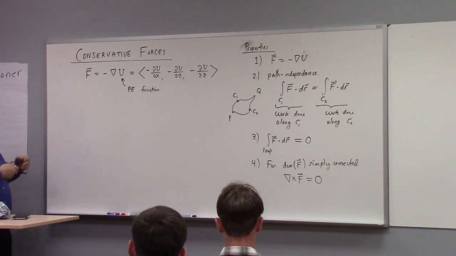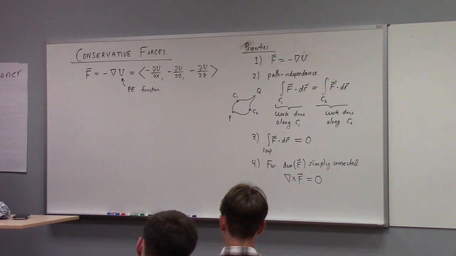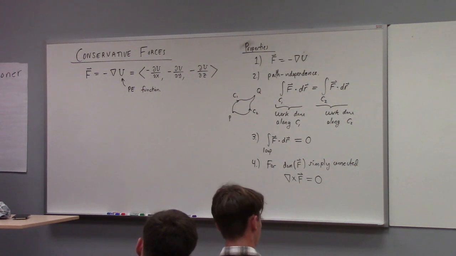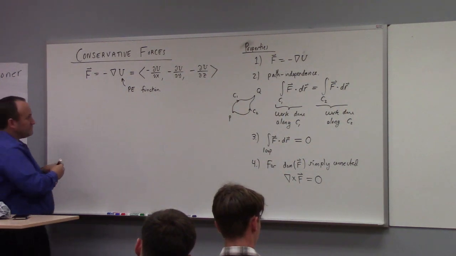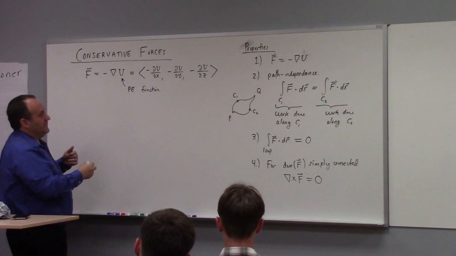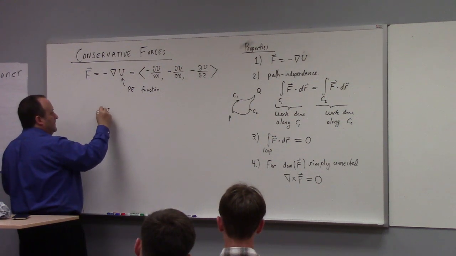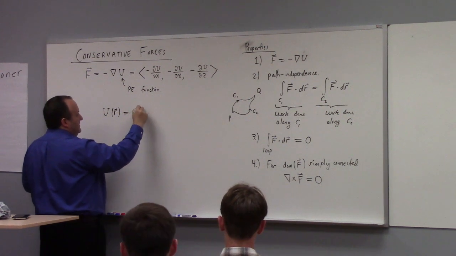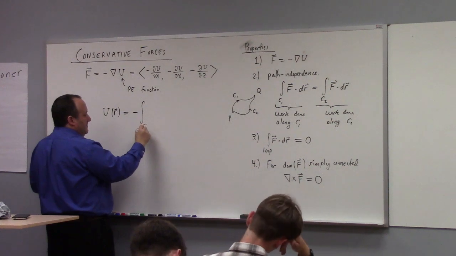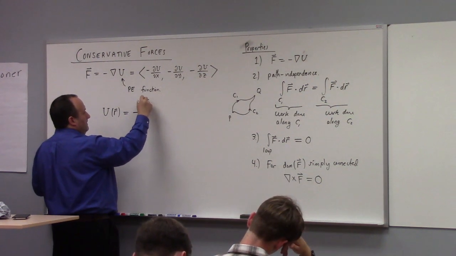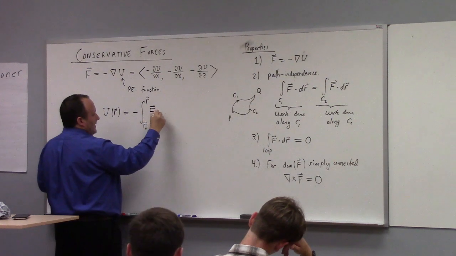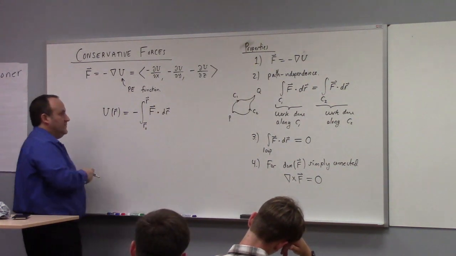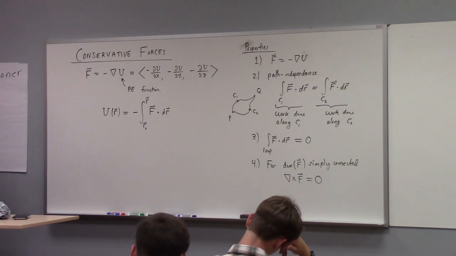You get stuck on the z-axis if you're missing it. Anyway, these are equivalent characterizations of a conservative force. And one of the things you work out in Calculus 3 is that if you have a conservative force, you can actually build a formula for the potential energy like this. You just say U of r is equal to minus the integral from, say, r naught to r of F dot dr. So you could define the potential energy function from this integral.